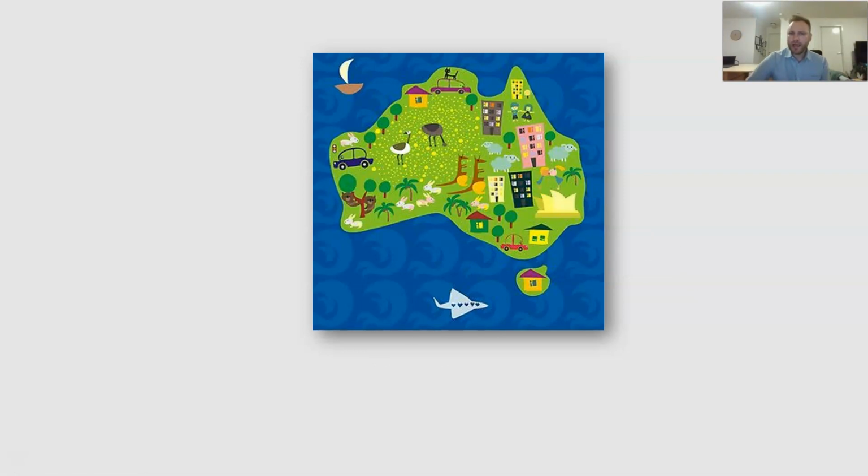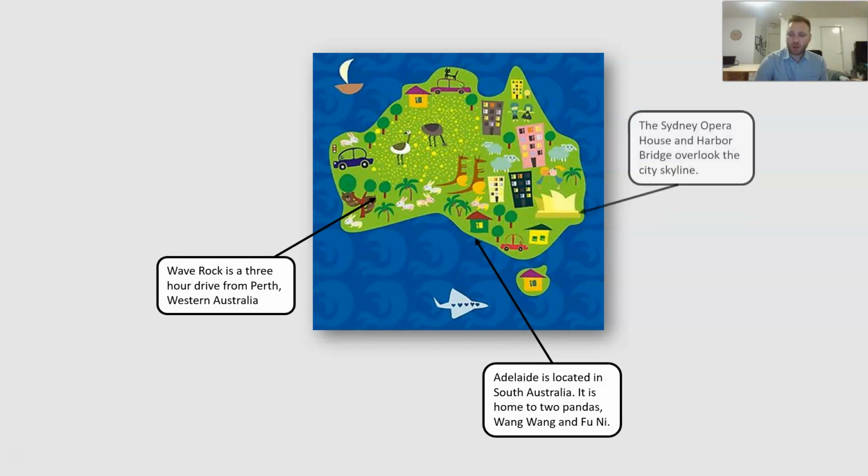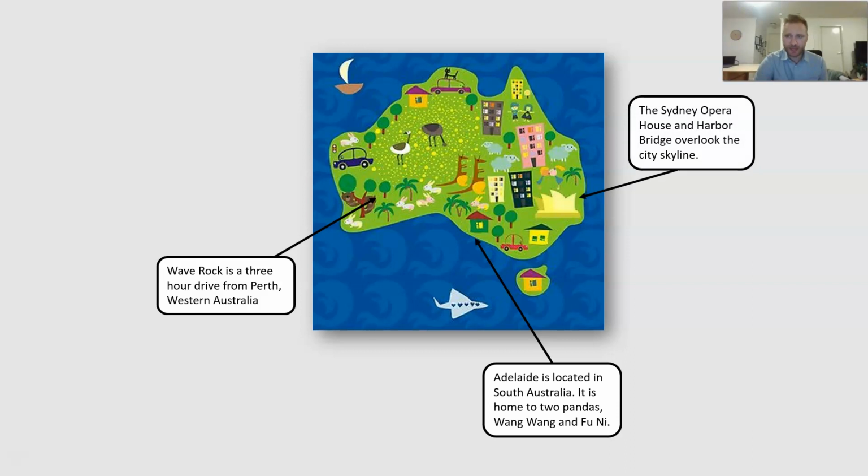Well, we'll take that away and try a different option, and this one would be to actually use some solid text there. So firstly, we've got a bit of information about Adelaide and a couple of the pandas that live there. We've got information about Wave Rock just a couple of hours out of Perth, and a few of the key landmarks, some of the major ones in the country that are located in Sydney. Now that is going to tell me that this is what your assignment is about as well. It's going to focus in on those direct areas.